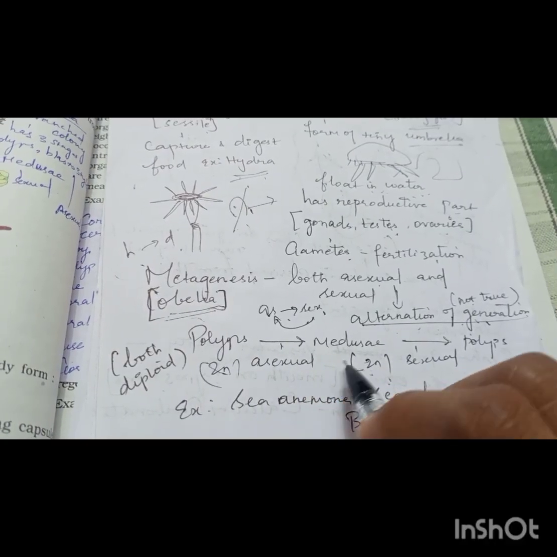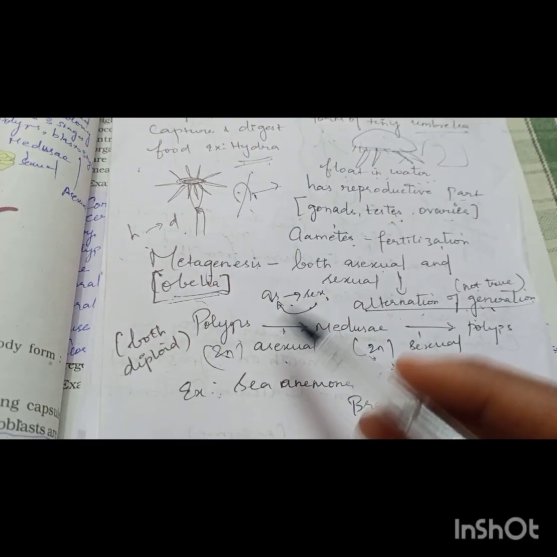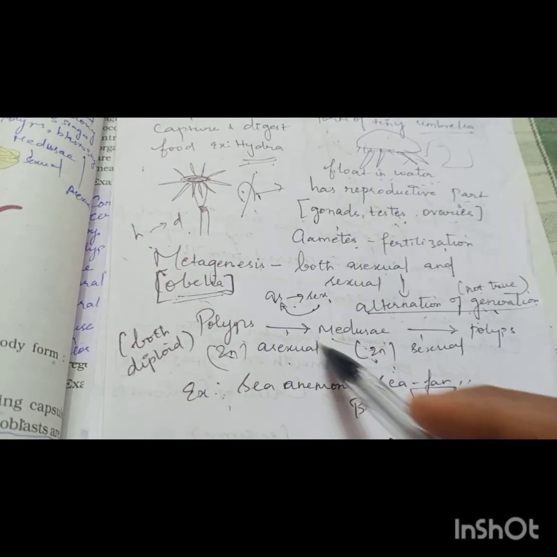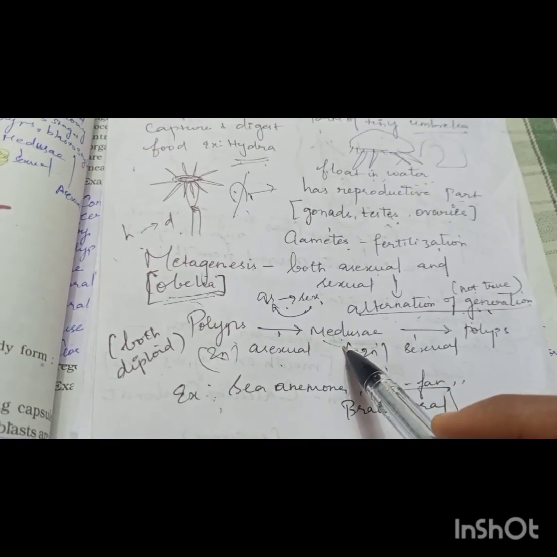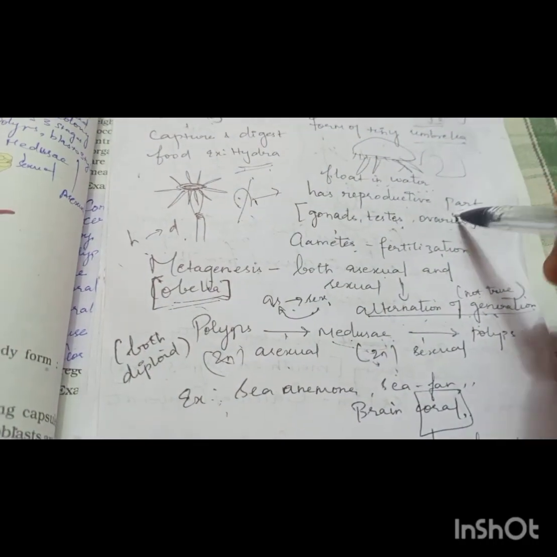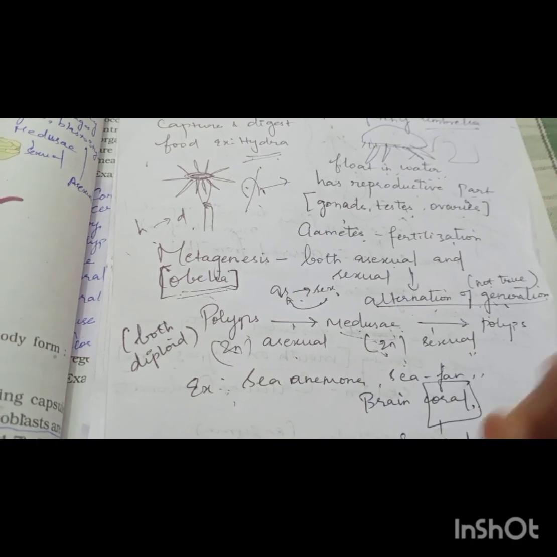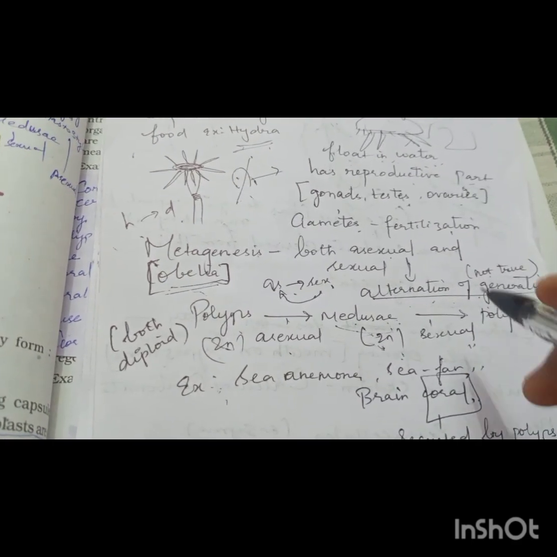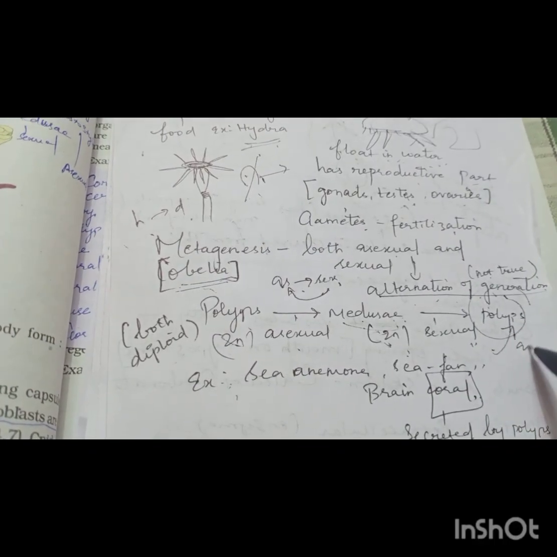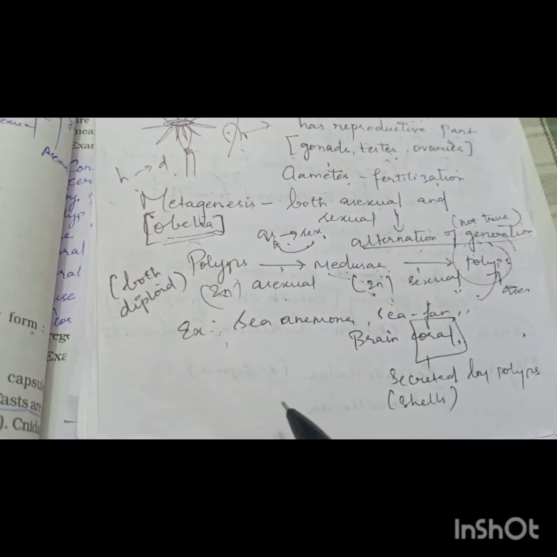are alternating with each other. So here polyps by asexual means, that is by cutting of a body part, will give rise to the next generation, that is medusae. They will have the sexual organs, gonads, testes, ovaries, and will produce the gametes. Gametes will undergo fertilization, and it will give rise to a zygote. The zygote will develop into polyps, which are sessile, and they will reproduce by asexual means.